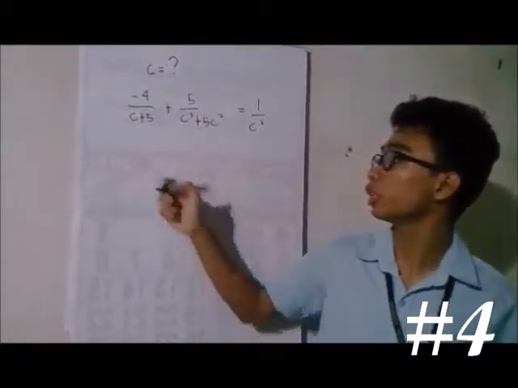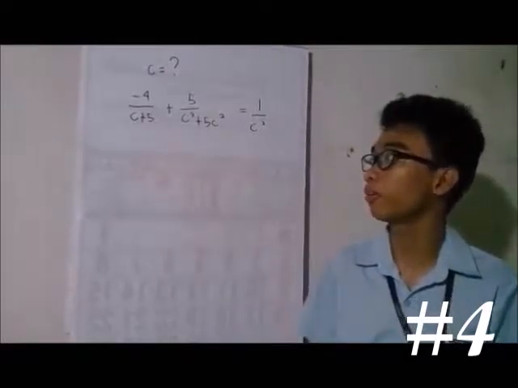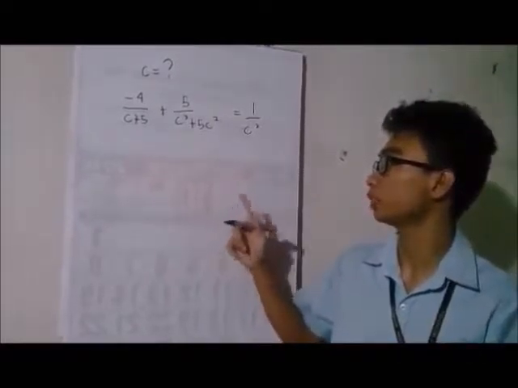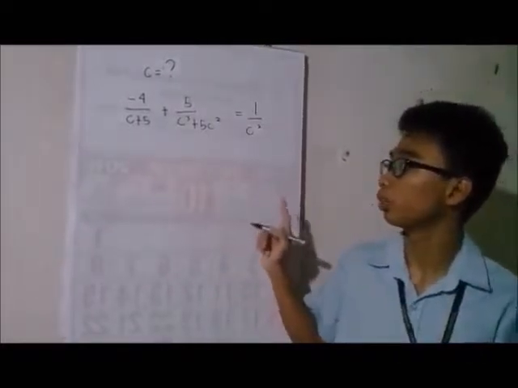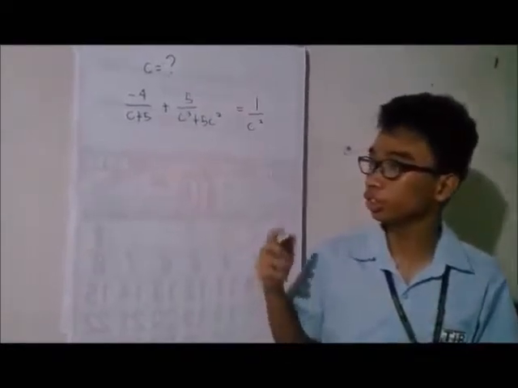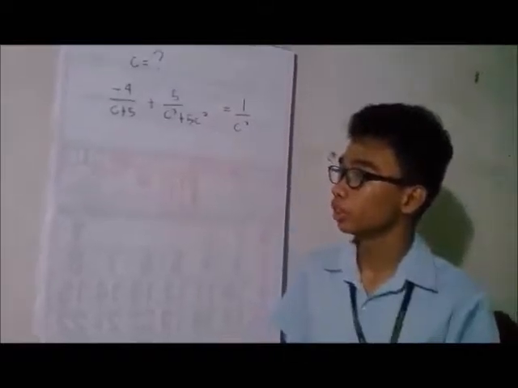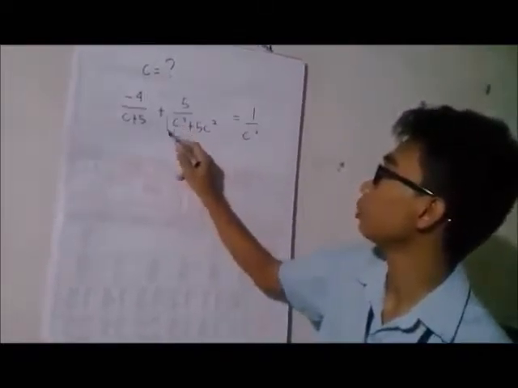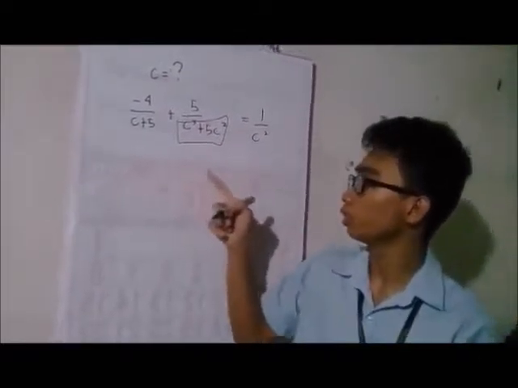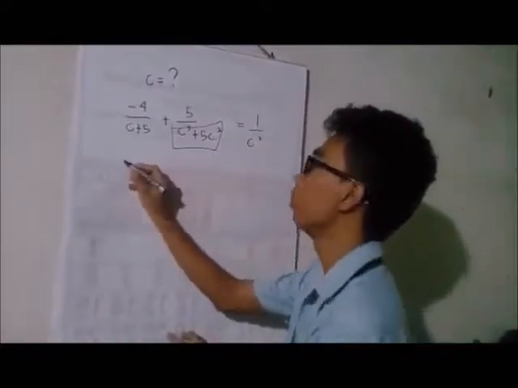We are going to find the value of C in this rational equation. The rational equation, negative 4 over C plus 5 over C cubed plus 5C squared is equals to 1 over C squared. First, we are going to find their LCD. In this equation, their LCD might be this one. So, we will be rewriting again the equation.